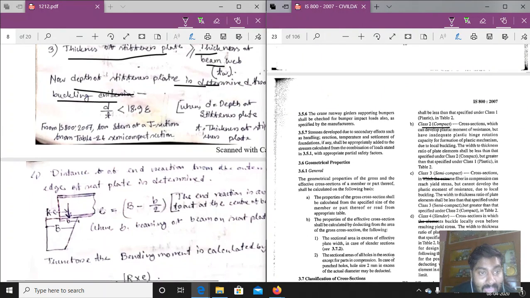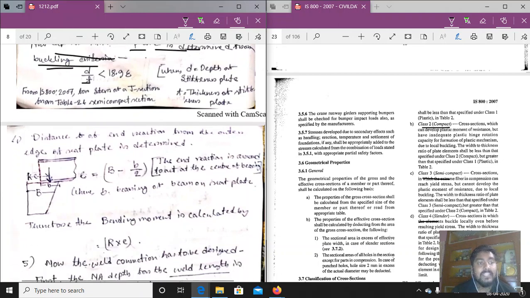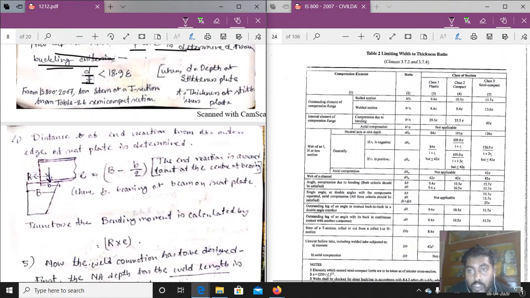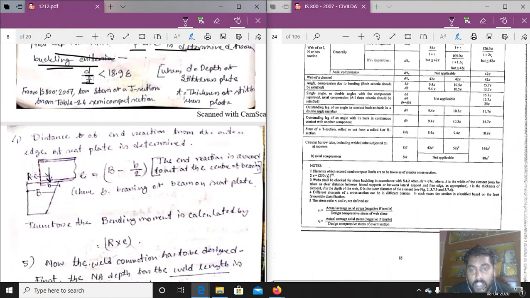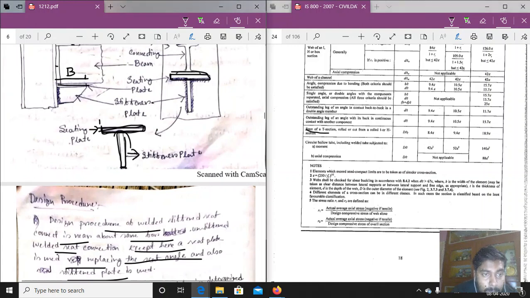Now as we are using here, it is shown that we have to use the depth of the stiffener plate from the determination of buckling criteria. So first, d by t, that is the depth of the stiffener plate by the thickness of the stiffener plate, should be less than. Now here comes Table number 2, limiting width to thickness ratio. Here it is the stem of a T section. This is the stem of a C section. For the stem of a C section, we have to use these values.